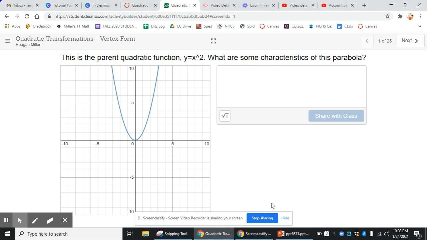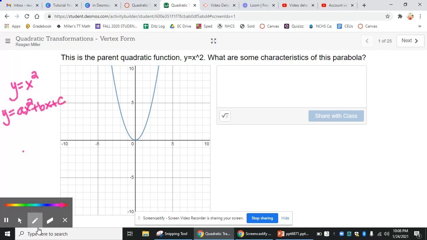All right, so let's look at quadratic transformations and talk a little bit about what they are and how we use them. A quadratic transformation is just when we've moved or changed what we call the parent function in quadratics, which is this right here, y equals x squared. Sometimes we also write it like y equals ax squared plus bx plus c.